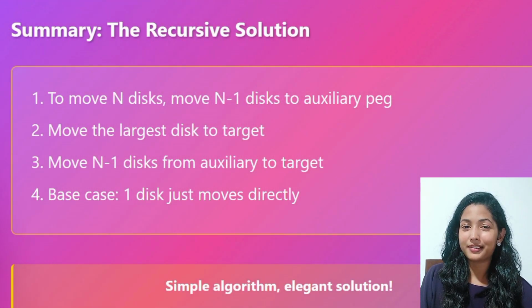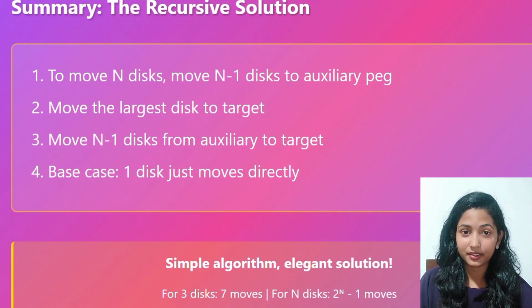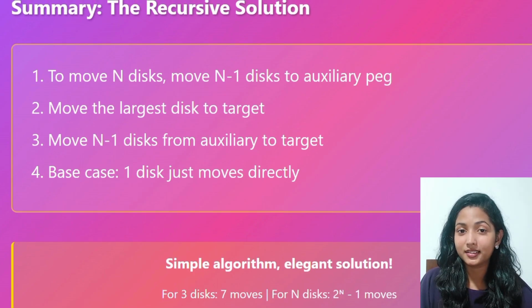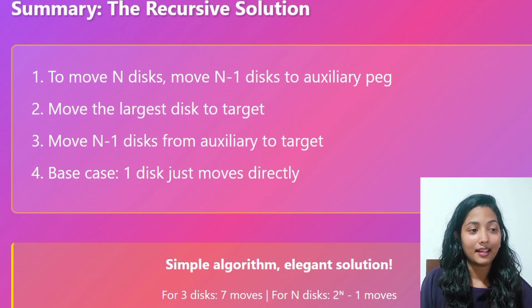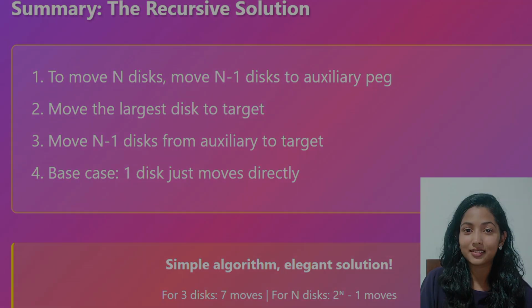Let me quickly summarize the recursive solution. To move the disks, first we ignore the largest disk and move the other ones to the auxiliary peg. The second step is to move the largest disk to the target. That is the key point. And again, ignore the largest one and move the other disks from the auxiliary to the target. The base case is one disk, just move directly. That one disk is the largest disk.